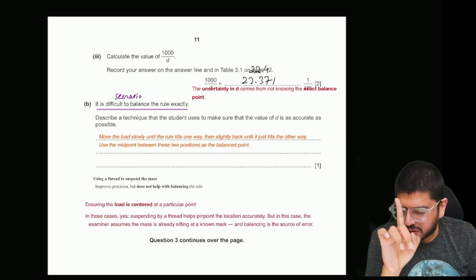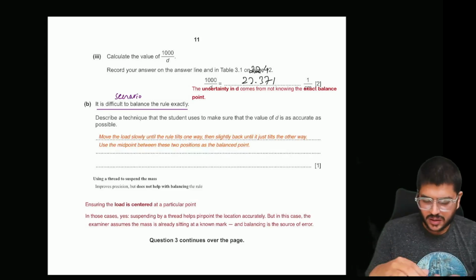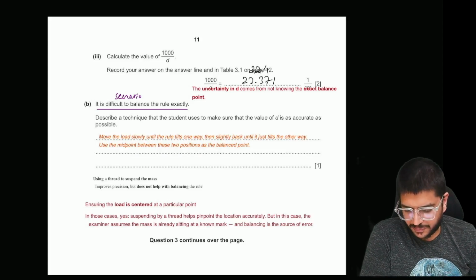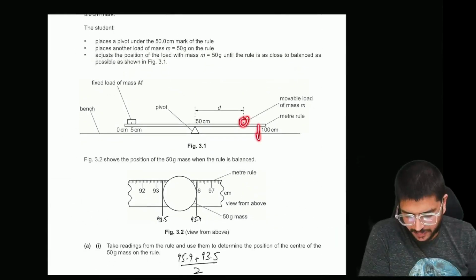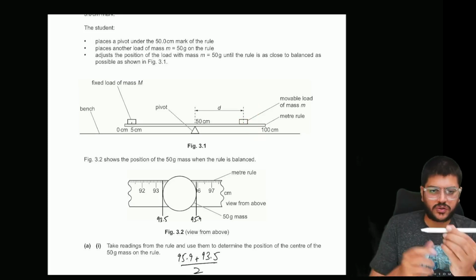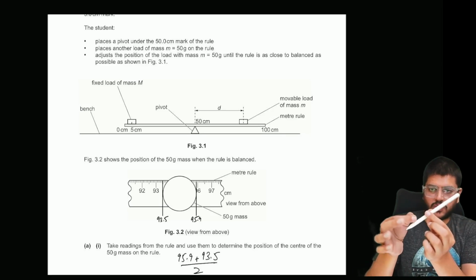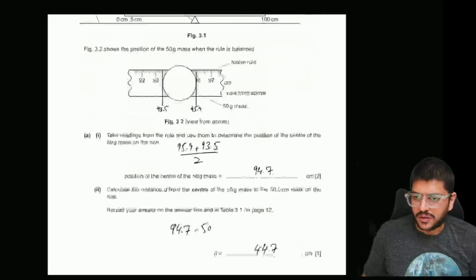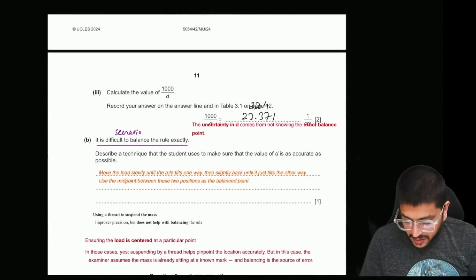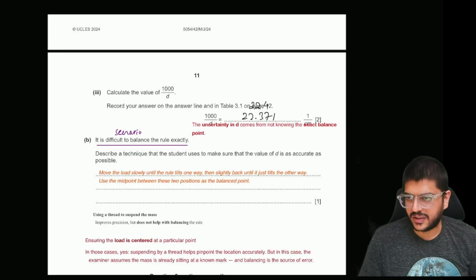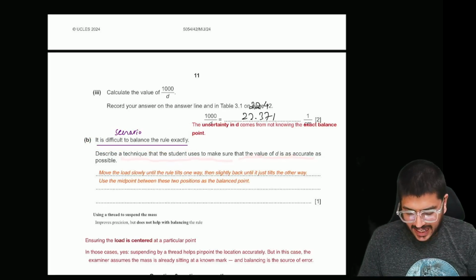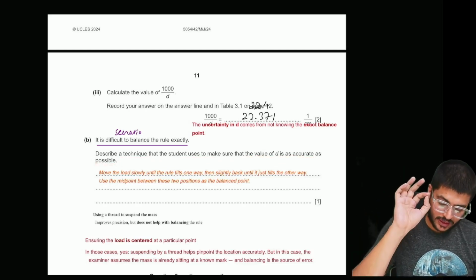They're giving you the scenario over here. That this rule, it is very difficult to balance it exactly. When you place this, it will topple. Maybe it goes this way, maybe it goes that way. You know, when you try balancing this pen, you put something here, maybe it goes down. Maybe if this is too close, maybe this side goes up. They're giving you the scenario. It is difficult to balance the ruler exactly. Describe a technique that the student uses to make sure that the value of D is as accurate as possible.